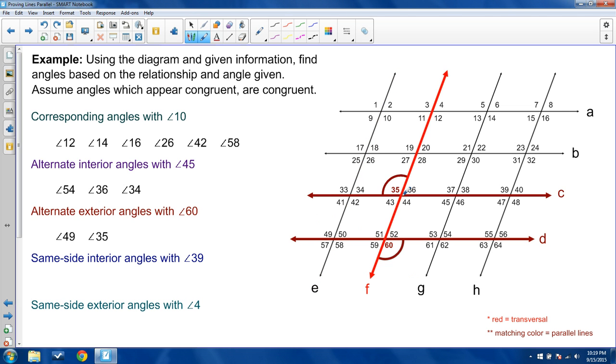Now, that's the only one there, so now I'm going to make F my transversal, and you can see 60 and 35 are alternate exterior angles, and if they are congruent, C and D are parallel. 60 and 19 can be alternate exterior angles. If that's the case, B and D are parallel, if these are congruent.